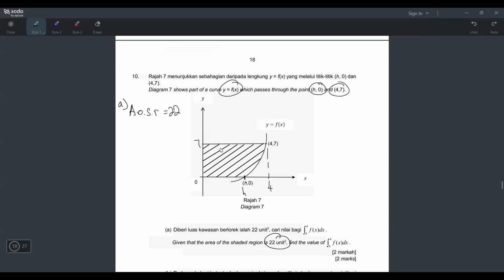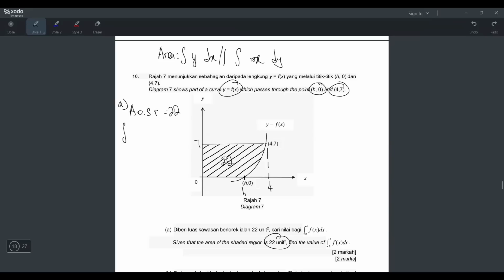So area of shaded region means this one is 22, right? So I will try to change this to the integration. I'll write this as an integral, right? So can you tell me how to find area of shaded region? Okay, the formula to find area is you will integrate y dx. If you want to integrate towards x-axis, you use this formula. If you want to integrate towards y-axis, you use this formula. Okay, so it depends on whether you integrate towards x or y.